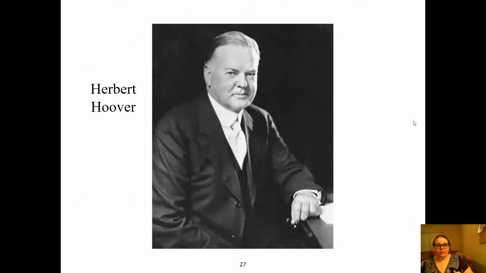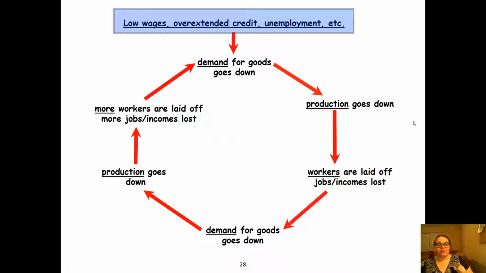This is Herbert Hoover, and this is the depression cycle. Make sure you write this down. You need to know it. So what starts the depression cycle, the thing that makes it start going, is when people have no money. Okay? They have low wages. They have overextended credit, so they've borrowed too much money. They don't have any money left in their credit line. They're unemployed.